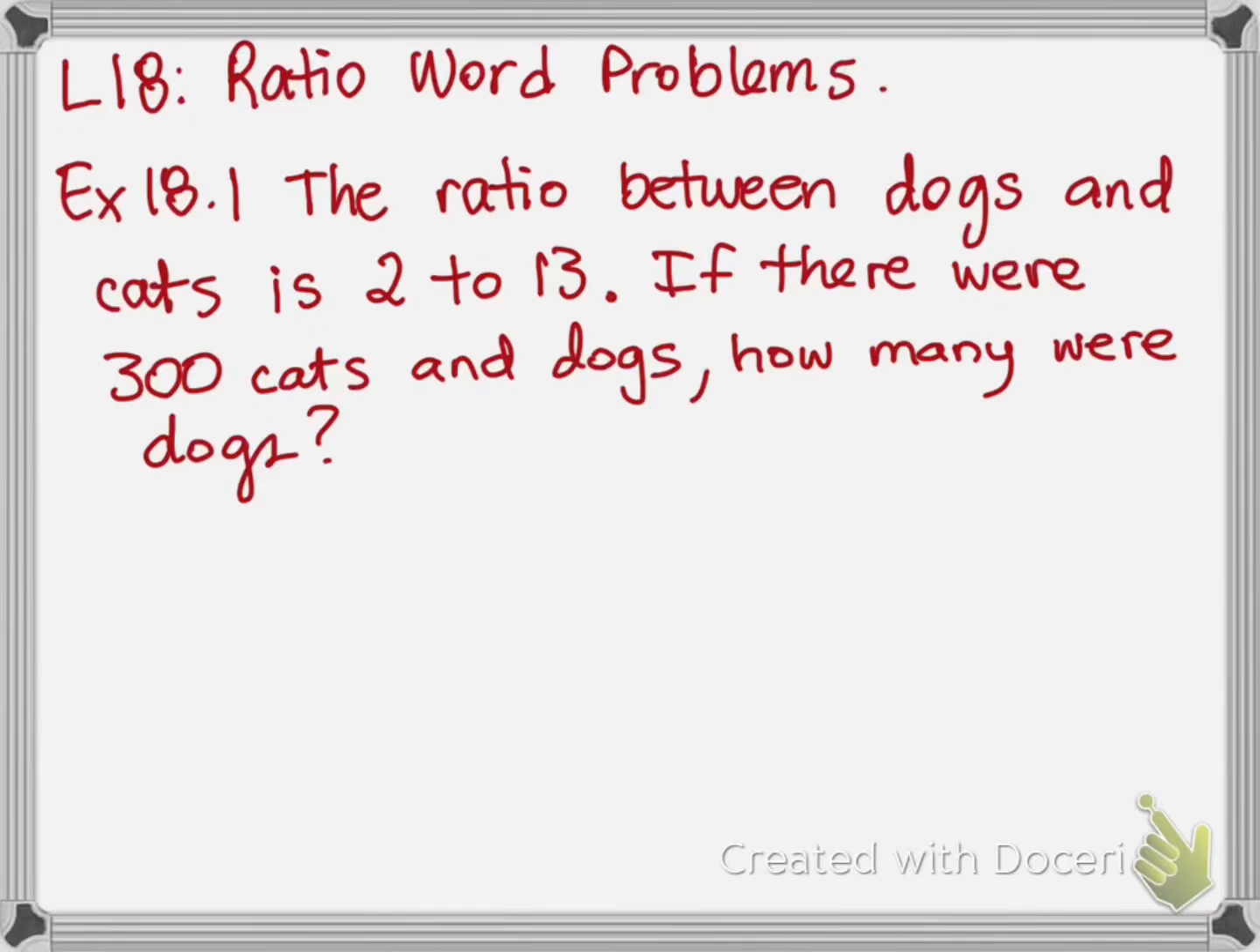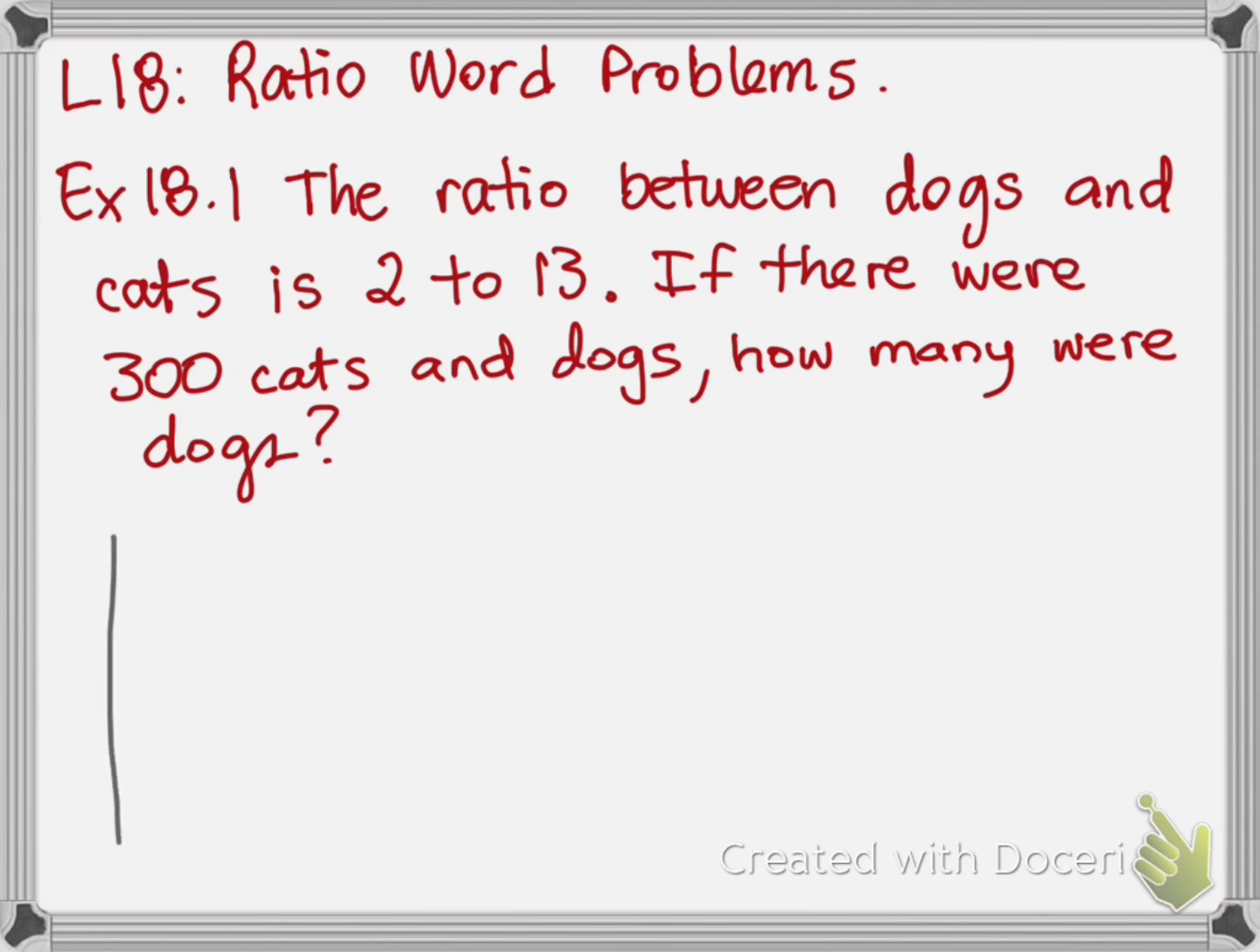Lesson 18, Ratio word problems. Remember, for the ratio word problems, what we do is the box or the ratio table so that we can organize the information that is given. Make sure you read first all the problem, and then once you understand them, you can start pulling out the information. So it says, the ratio between dogs and cats is 2 to 13. If there were 300 cats and dogs, that's total, how many were dogs?